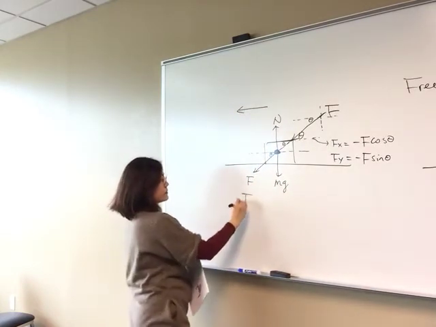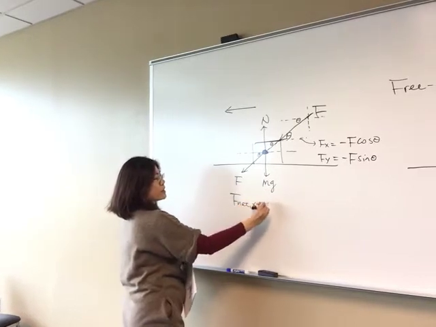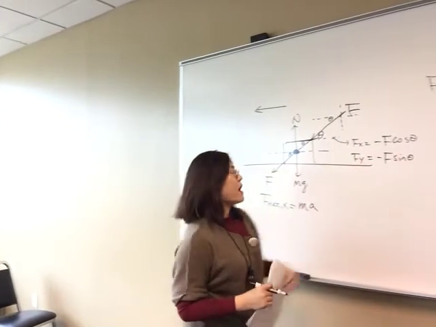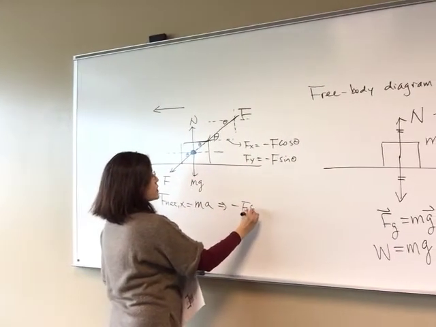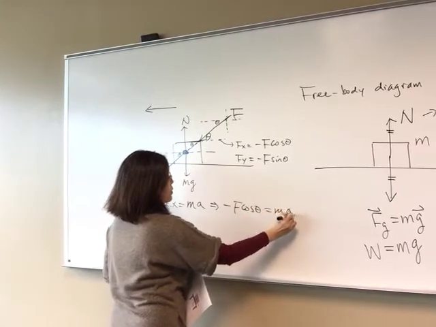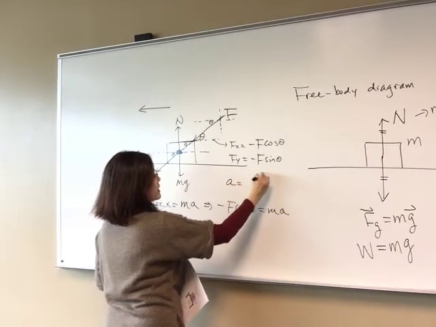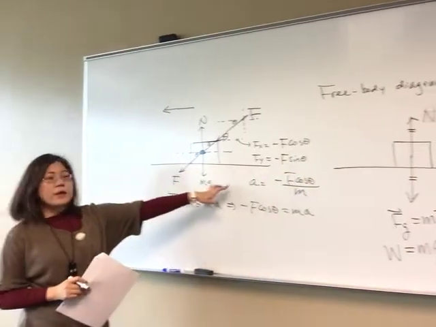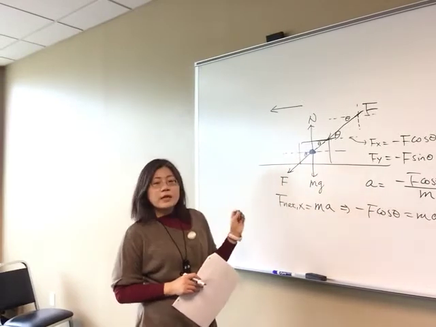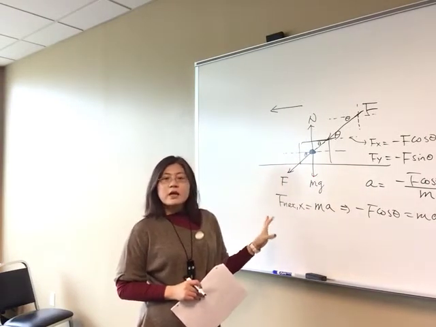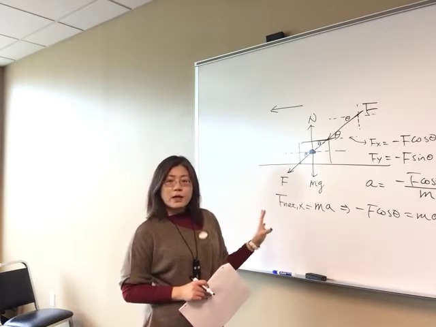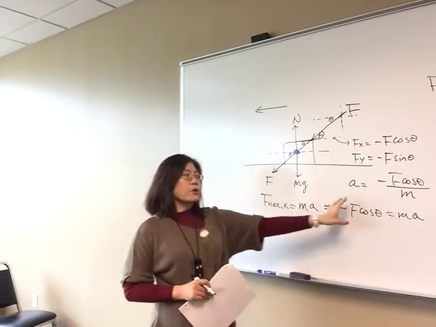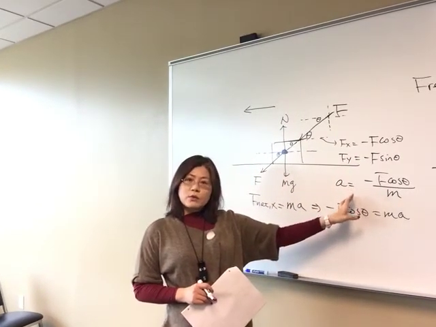So the net force in the horizontal direction is equal to ma. The only non-zero net force is this. So you have negative F cosine theta, that's equal to ma, which means that your a value is equal to negative F cosine theta over the mass. So you can see that your acceleration is also negative. What does that mean? It means that the direction of the acceleration is the same as the direction of the net force applied to the object. The net force in the horizontal direction is leftward, so that's why your acceleration is also in the same direction, which is leftward.